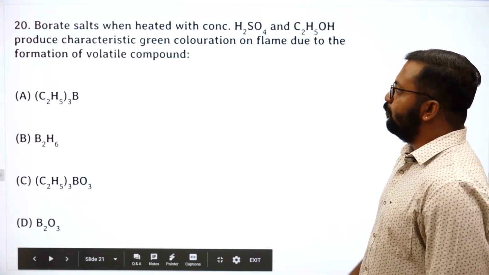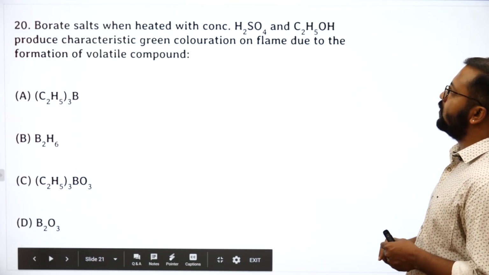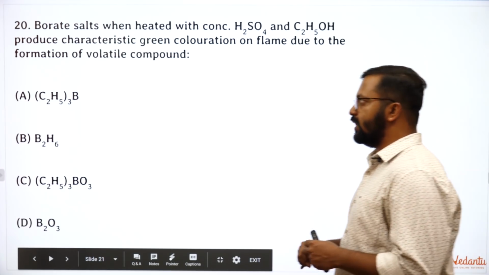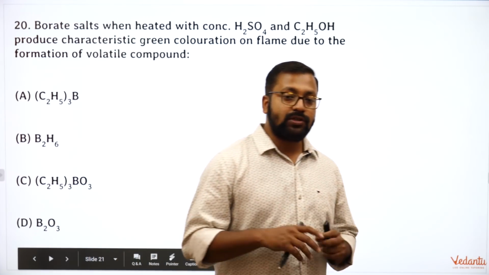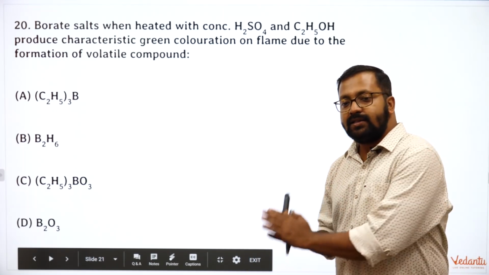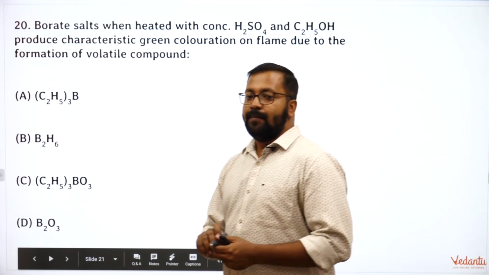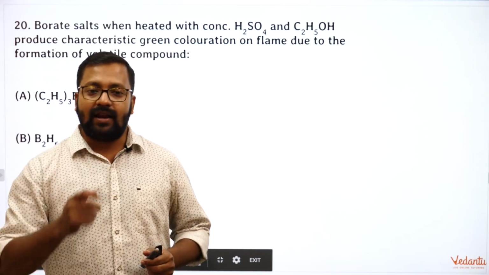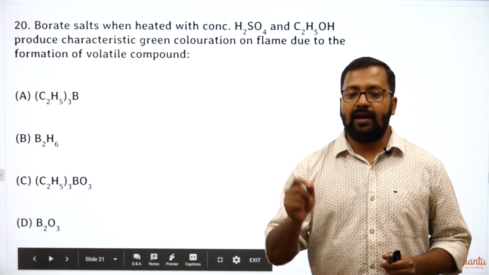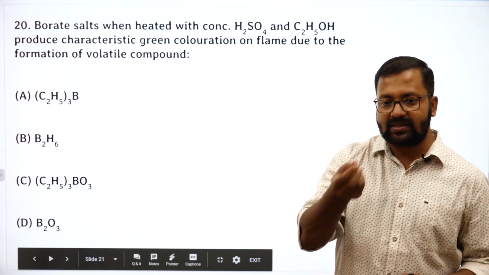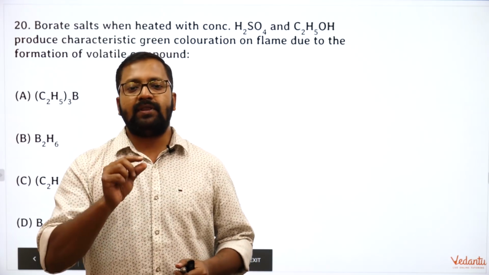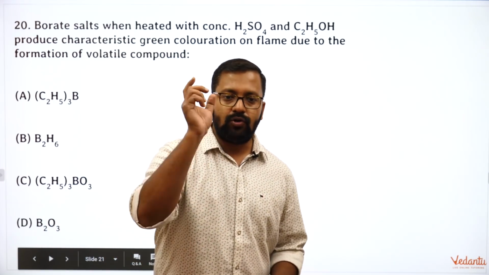Next question is this: borate salts when heated with concentrated H2SO4 and C2H5OH produce characteristic green coloration in flame due to formation of volatile compound. Now if you had watched my JEE sprint sessions for December, I had discussed this reaction. फिर भी मैं बता देता हूँ, बोरेट सॉल्ट्स को आइडेंटिफाई करने का एक बहुत सिंपल तरीका है, एंड उसको करते क्या है कि वी टेक बोरेट सॉल्ट एंड we mix it with or make a paste with concentrated H2SO4 and dab it with ethyl alcohol, and then we put it into a flame.